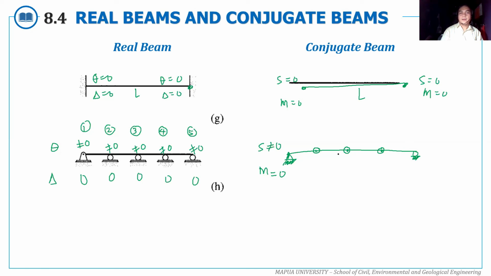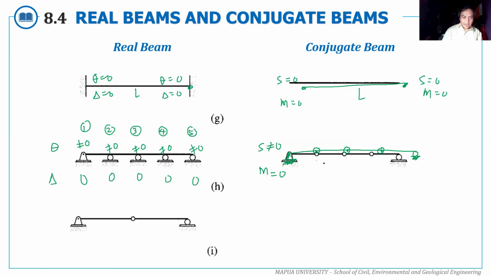Okay, so yan yung magiging conjugate beam ng letter H ng real beam. Para siyang simple beam na meron tatlong internal hinges dun sa loob ng span niya. Okay?